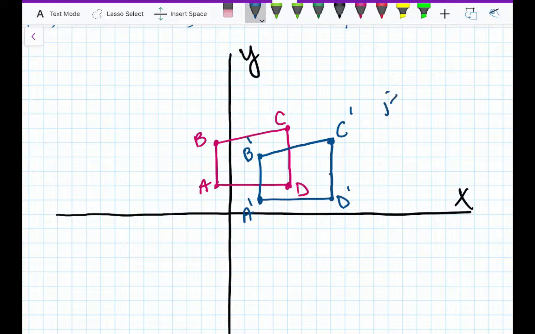This is called an isometry because these are congruent polygons. So a transformation that preserves length and angle measure is called an isometry. In other words, it creates a congruent figure to the original.